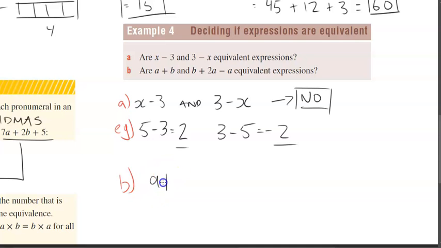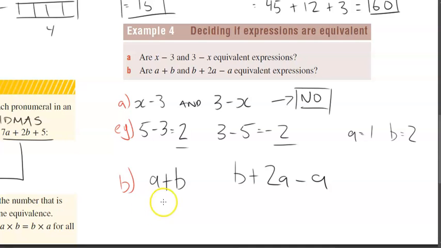Next, A plus B, is it the same as B plus 2A minus A? At first glance, you would think this is not equivalent, as they look pretty different. A plus B is the same as B plus A, but this doesn't look like B plus A. But then again, it is. It's just not obvious. Let's try a substitution of A equal to 1 and B equal to 2.